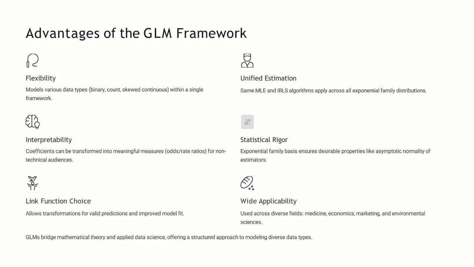Now, in the next slide, I will be briefly talking about the advantages of the GLM framework. GLMs offer several advantages that make them indispensable in data analysis. They provide flexibility, allowing us to model binary, count, and skewed continuous data within a single theoretical framework. They offer unified estimation. Their interpretability is pretty high, as coefficients can be transformed into odds ratios and rate ratios. They also provide strong statistical rigor. These properties make GLMs useful across fields ranging from medicine and economics to marketing and environmental science.